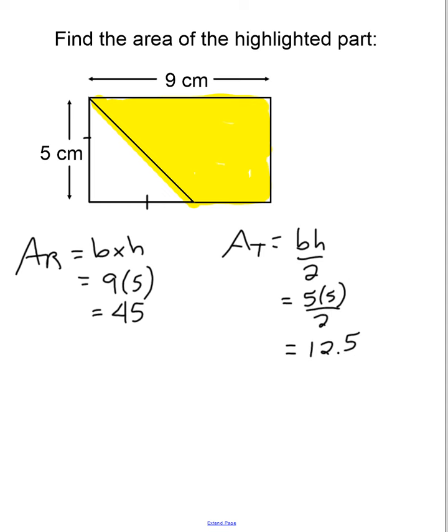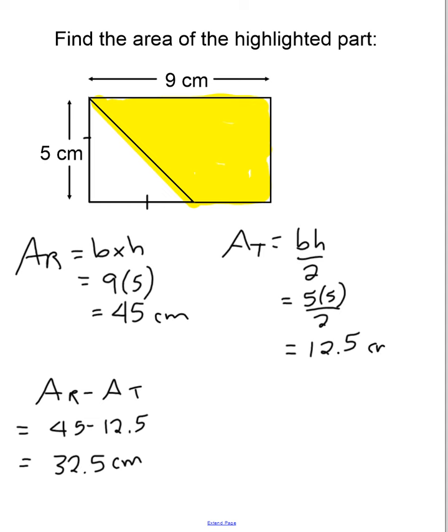To get the shaded region then, or the highlighted region, all we need to do is area of the rectangle minus area of the triangle. Again, it's important that you show all of your work. And don't forget that you want to have units with your final answer as well. Up here, the units aren't so important necessarily because that's in your work, but for your final answer, you want to make sure that you have units. If you added them up in here, that would be fine as well.